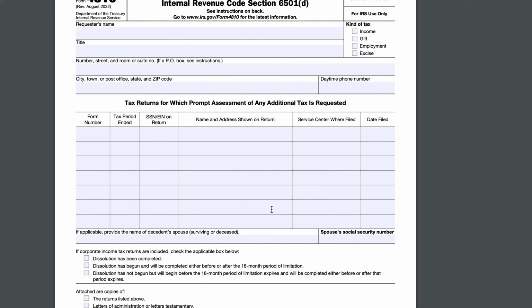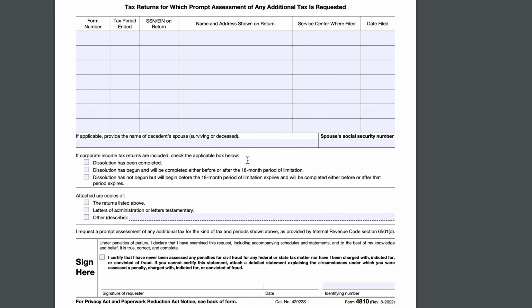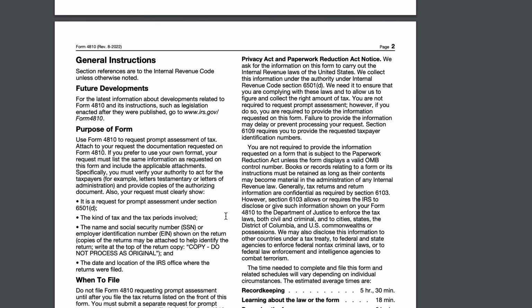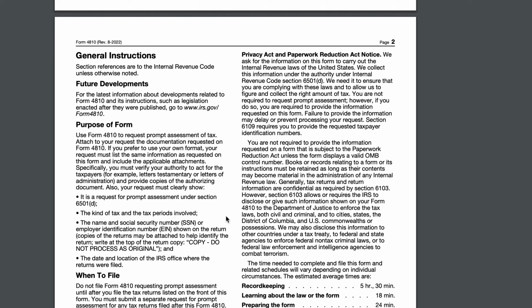I'm going to take a quick peek at that one simply because this is not the most frequent tax form. But basically, the purpose of this form is to not draw out the process. So you file a tax return, and then you can request a prompt assessment of that tax. So that might be important for people that want to quickly wrap up the estate. So just a brief overview.